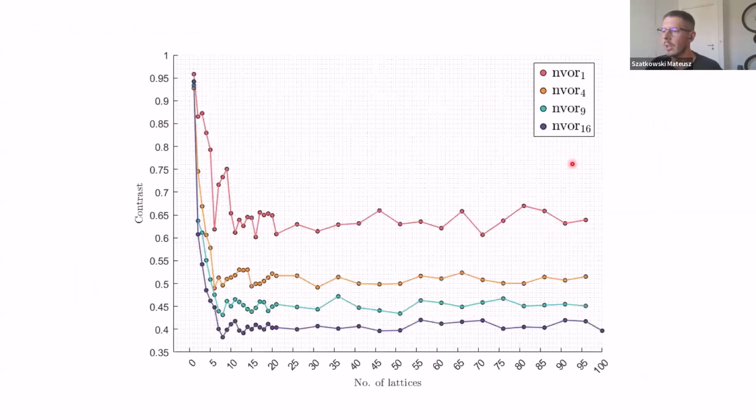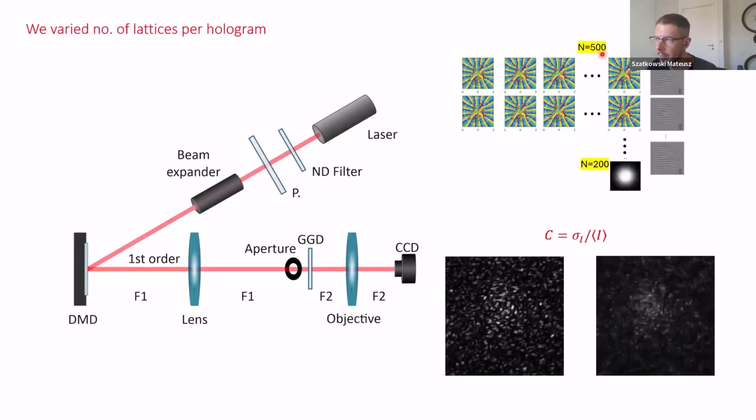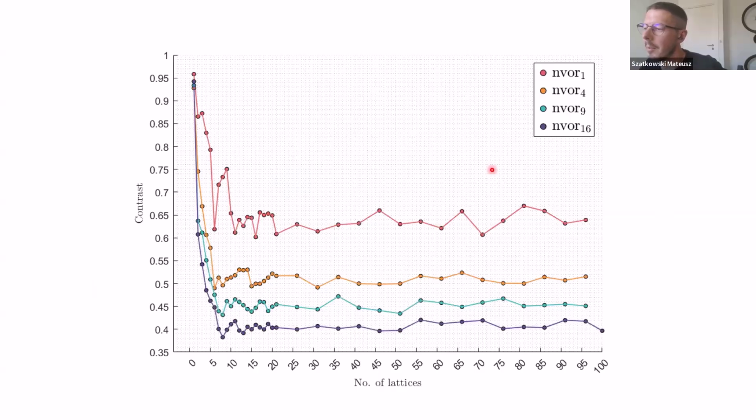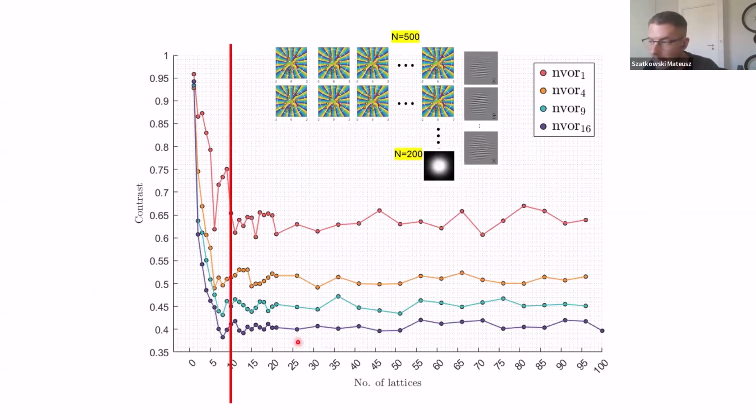First of all, we changed this 500, so the number of lattices that are superposed, and we came up with the result that at least for that setup, we can go down from 500, which would be farther down here, to something close to 10-ish, and we see that the contrast is constant. The subsequent plots are just different numbers of vortices in a lattice. Actually, some of the results that I showed you are already done with a smaller number of lattices, which simplifies all of the calculation.